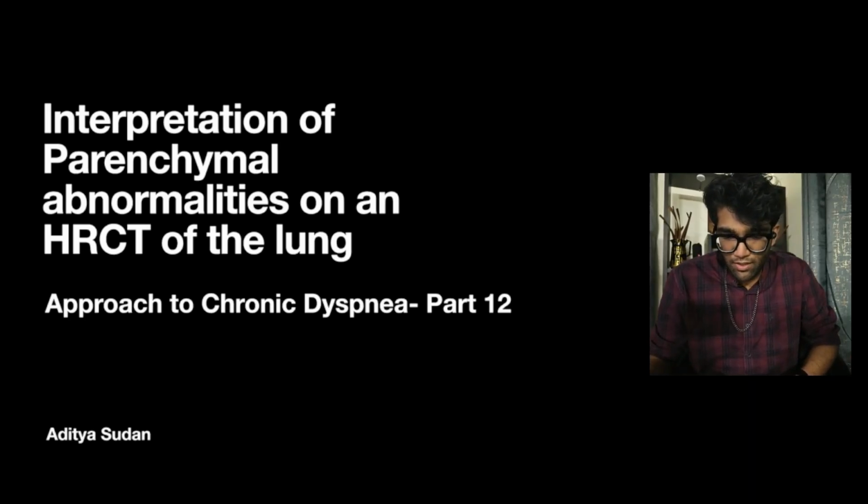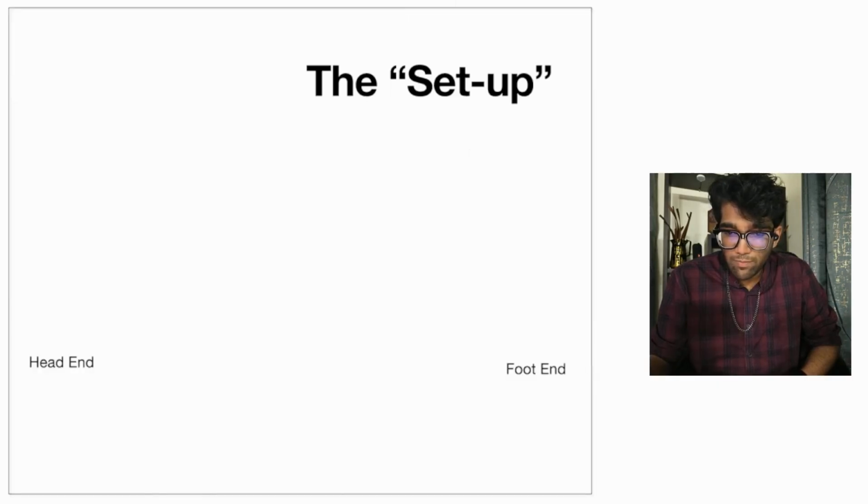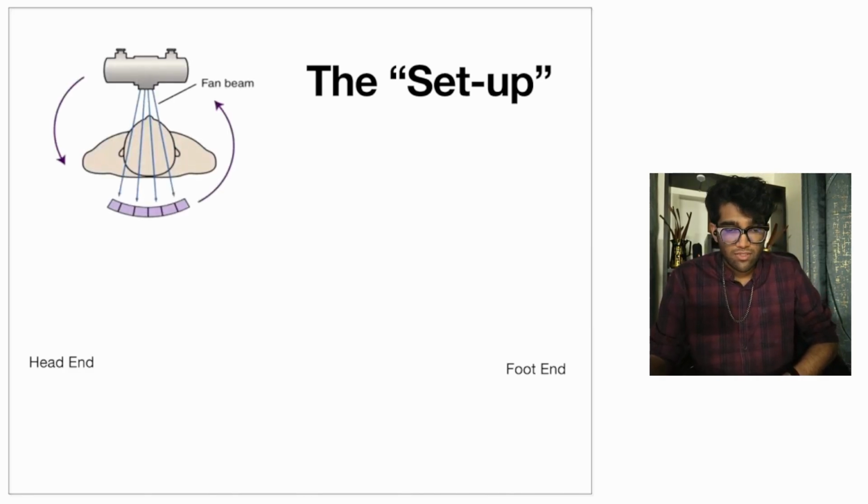Welcome back. Today we'll be discussing the interpretation of parenchymal abnormalities on an HRCT, or high resolution CT scan, of the lung. This will be part 12 in our approach to chronic dyspnea, and this will be the prelude to our discussion of individual topics, namely the topics that I had discussed as the 5 initial differential diagnoses in our first video in the series. So let's start with this.